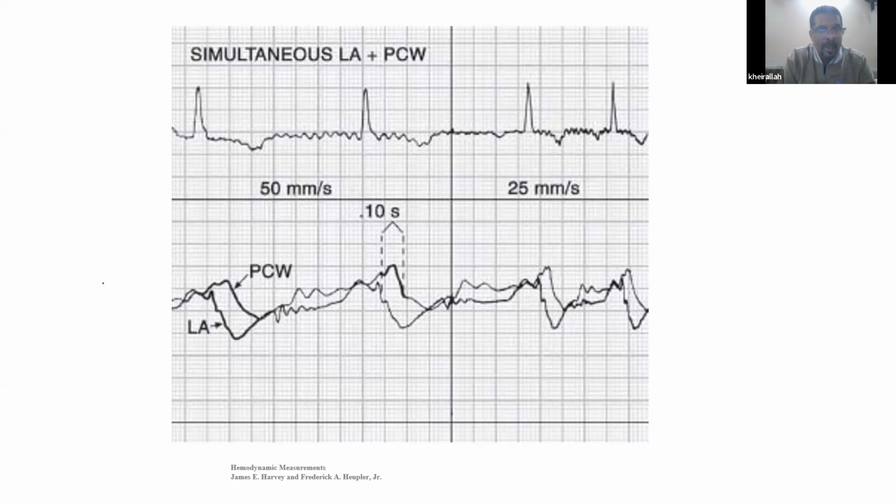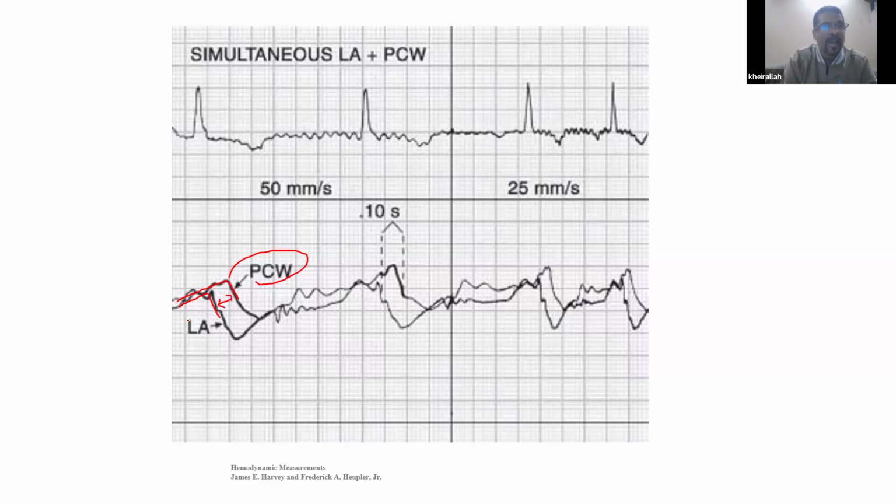So here, notice with me the LA pressure. Look at the LA pressure. This is a direct LA catheter. Direct LA catheter. Look at the pulmonary capillary wedge. You see? So what is the difference between the two? The pulmonary capillary wedge is delayed. The pressure here you get directly in real time. Here there is a time lag. This is a time lag.